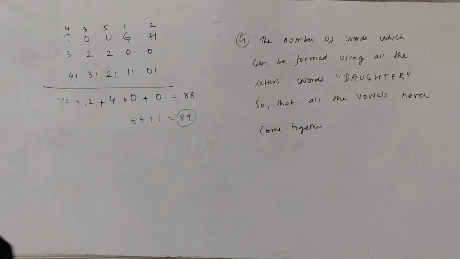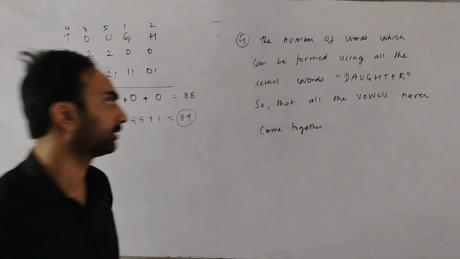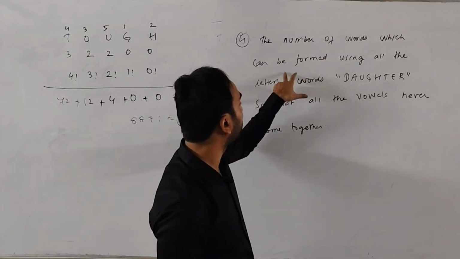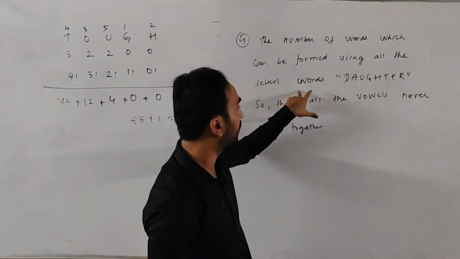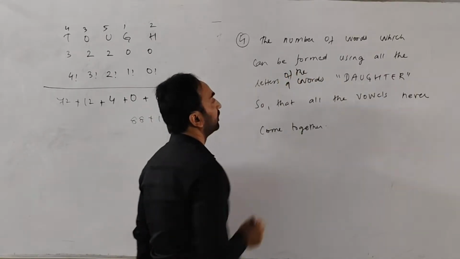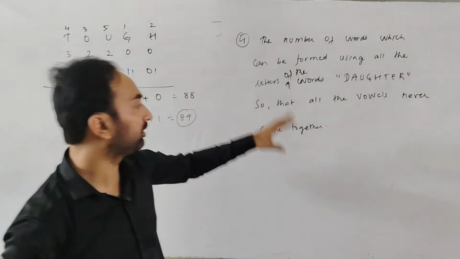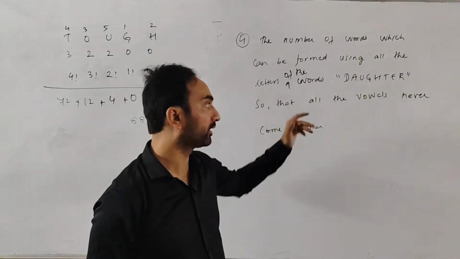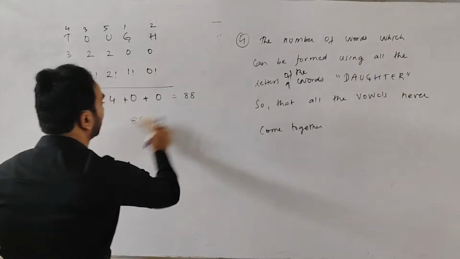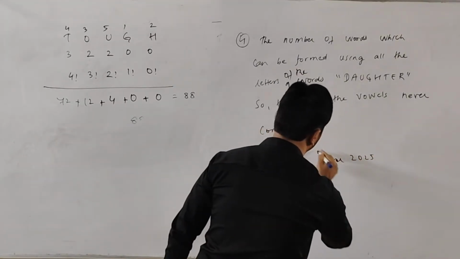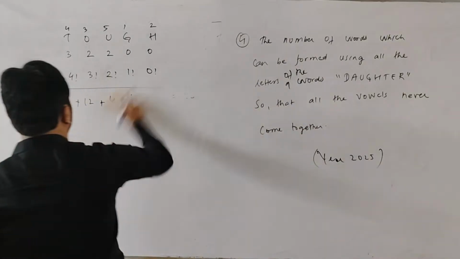So first we'll separate out the vowels and consonants. I will read the question again so that we can understand. The number of words which are formed using all the letters of the word daughter, so that all the vowels never come together. So the condition is what? The vowels should not come together. So first separate out the word, and this is from 2025 only. Just see how we can do.